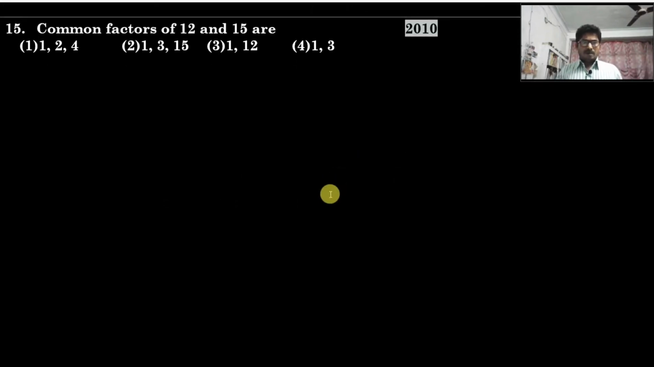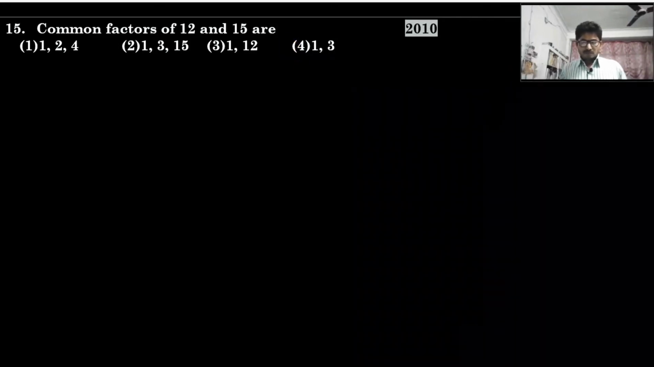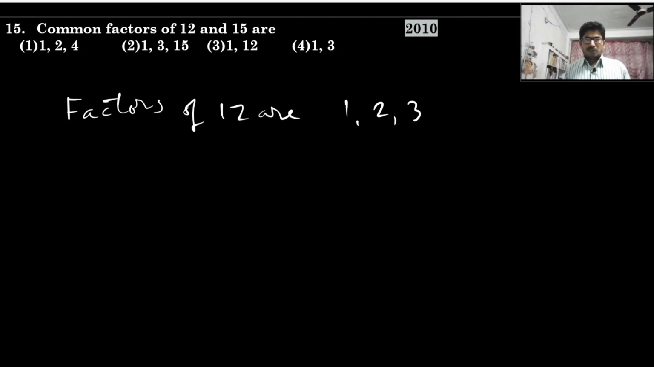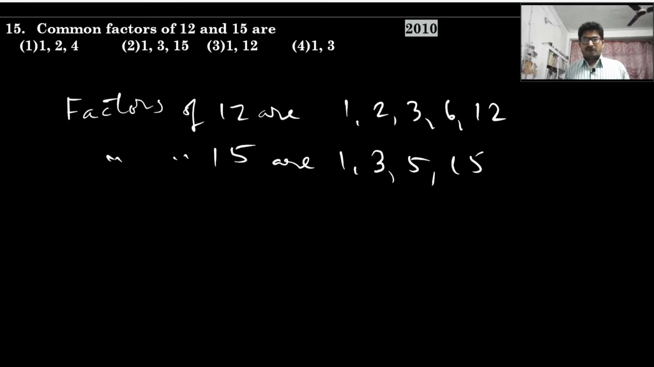The common factors of 12 and 15. We have to write the factors of 12 and 15. Factors of 12 are 1, 2, 3, 6, 12. Factors of 15 are 1, 3, 5, 15. So we have to write the common factors.